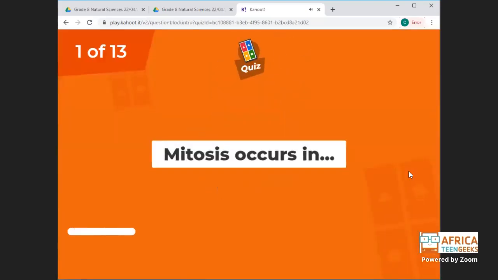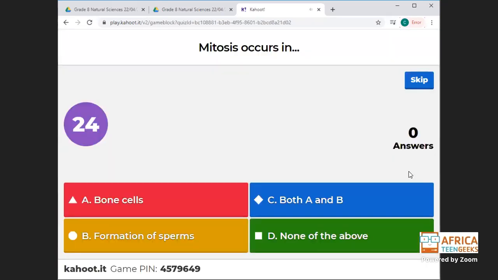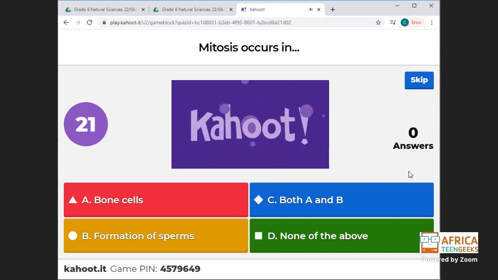Let's go. Mitosis occurs in: A, bone cells; B, formation of sperms; C, both A and B; D, none of the above. Send through your answers.